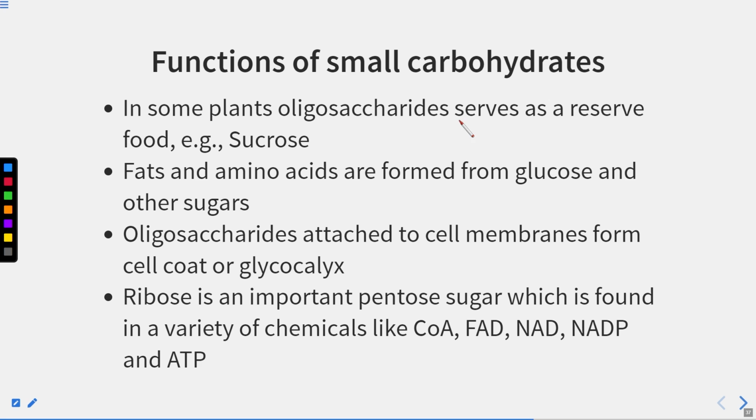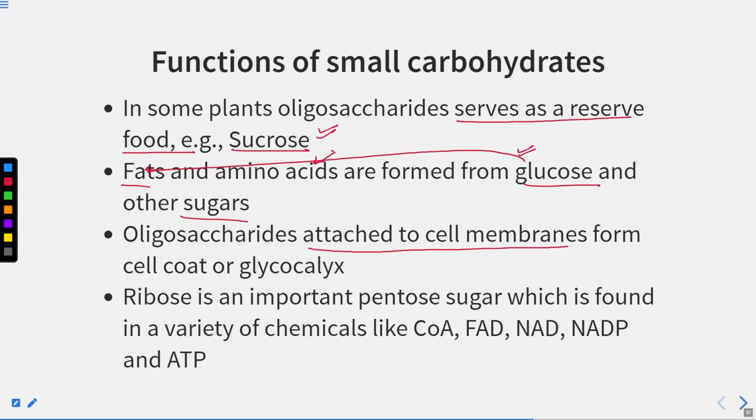In some plants, oligosaccharides serve as a reserve food, that is sucrose. Fats and amino acids are formed from glucose and other sugars. When lots of glucose is present in the body, it is converted to fats and sometimes amino acids also. Oligosaccharides attached to the cell membrane form the cell coat or glycocalyx. In bacteria, the outermost covering is the glycocalyx, made up of oligosaccharides.